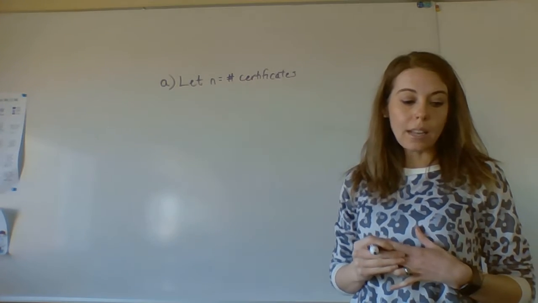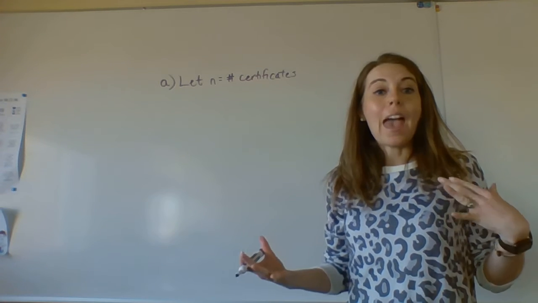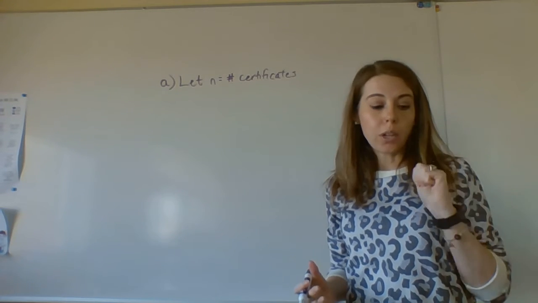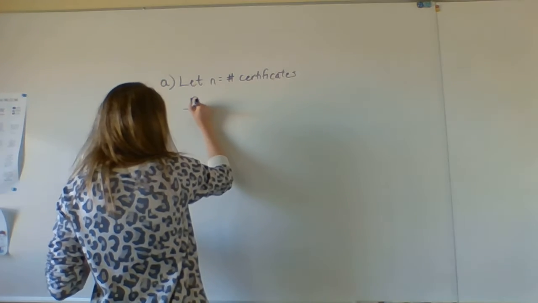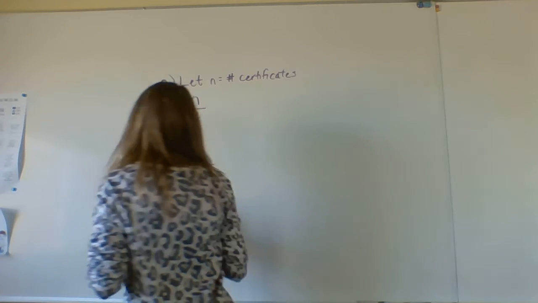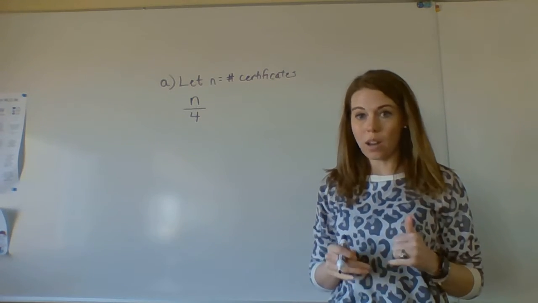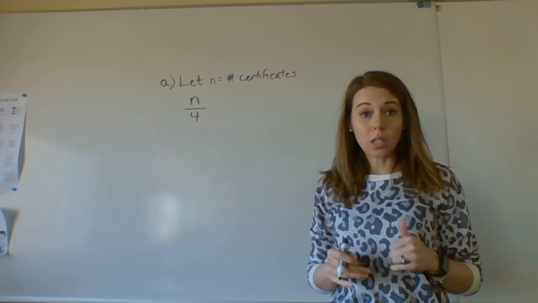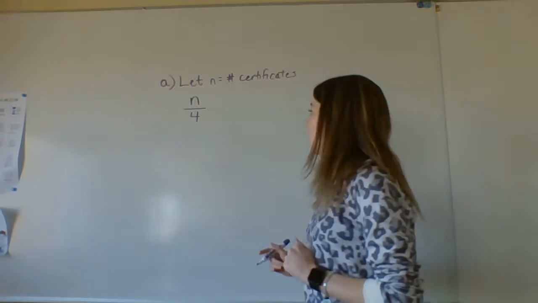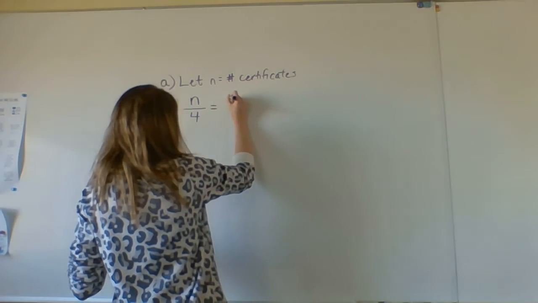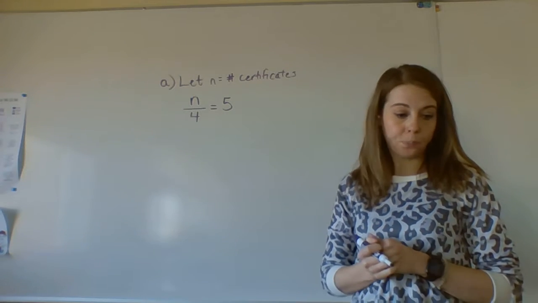So I know that he has some number of gift certificates. I don't know how many. And he has 4 grandchildren. So we're going to take our number of gift certificates, n, and we're going to divide that by 4. And I know that once that happens, every single one of those grandchildren is going to get 5. So I know that however many he has divided by 4 is going to give me 5 overall.